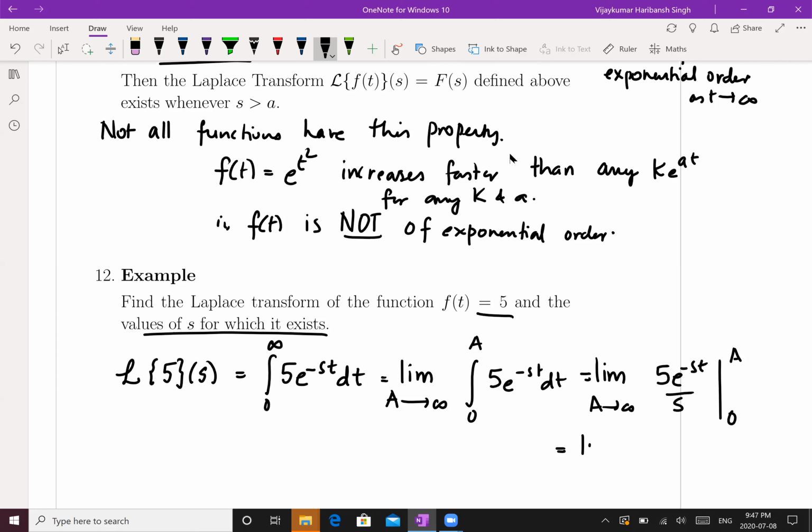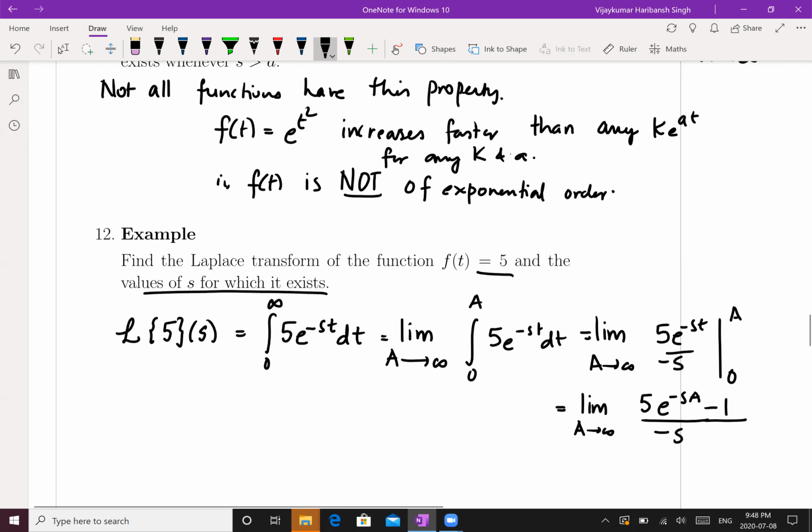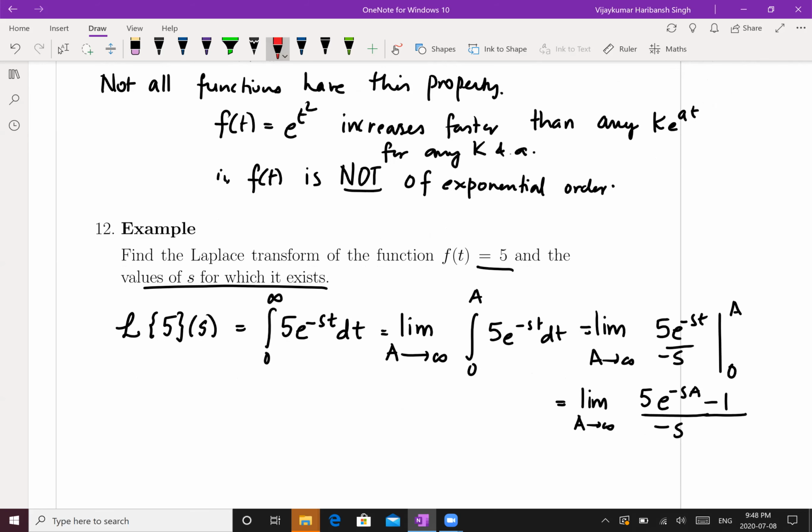That is going to be the limit as a goes to infinity of 5 e to the power minus sa, divided by minus s because there's a minus sign here, minus 1. And as a goes to infinity, this goes to 0. This becomes 0, and therefore we get 5. So this 5 has to be multiplied here too. So 5 over s.